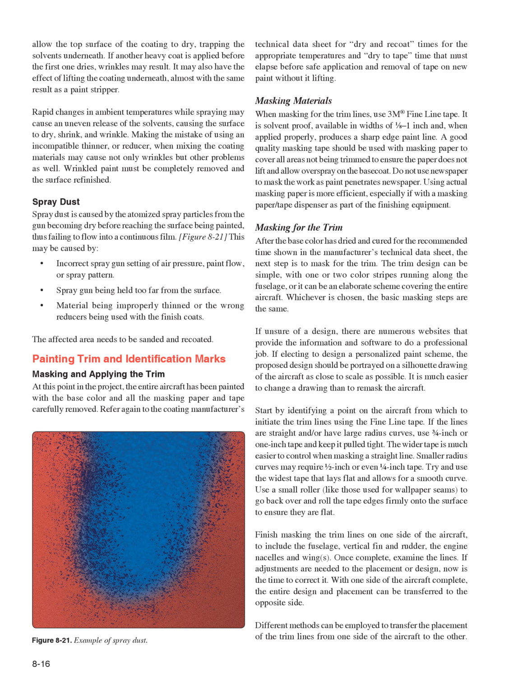Spray dust is caused by the atomized spray particles from the gun becoming dry before reaching the surface being painted, thus failing to flow into a continuous film. Figure 8.21. This may be caused by incorrect spray gun setting of air pressure, paint flow, or spray pattern, the spray gun being held too far from the surface, or material being improperly thinned or the wrong reducers being used with the finish coats. The affected area needs to be sanded and recoated.